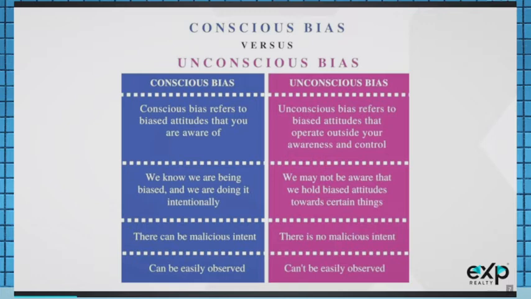Unconscious bias, we may not be aware that we hold biased attitudes towards certain things. That's the big one on unconscious bias for me. The point is you may not even know that you have a bigoted perspective and you don't recognize that your mind is working that way sometimes. In conscious bias, there can be malicious intent. In unconscious bias, there isn't malicious intent. Conscious bias is easy to observe, and unconscious bias takes a little closer look to recognize.